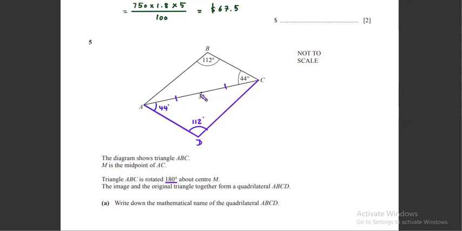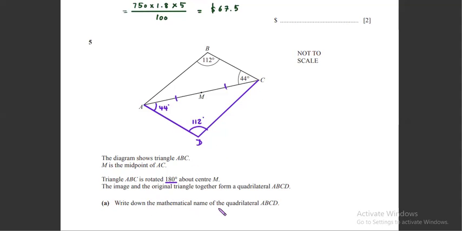To do this, we're going to make use of tracing paper. You place the tracing paper on top of this diagram, place the pencil or the pen at M and start rotating it by 180 degrees. And this is where the tracing paper will fall after a rotation of 180 degrees. And then we can draw the diagram.